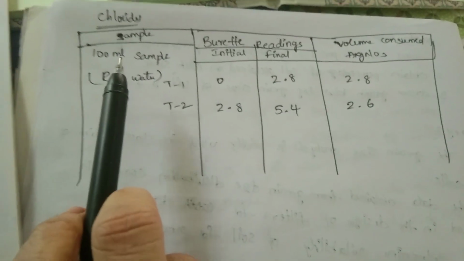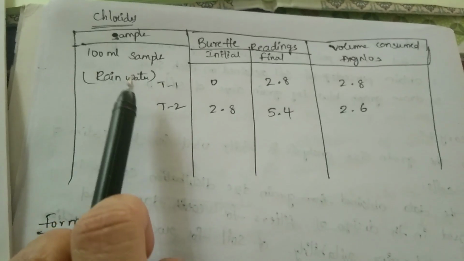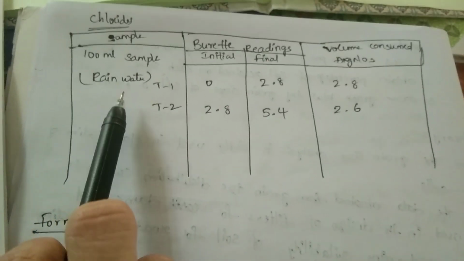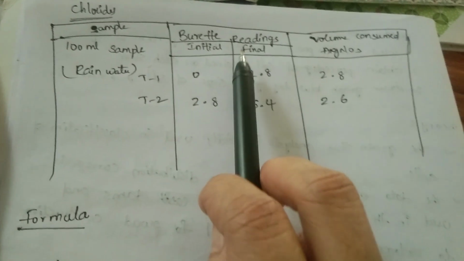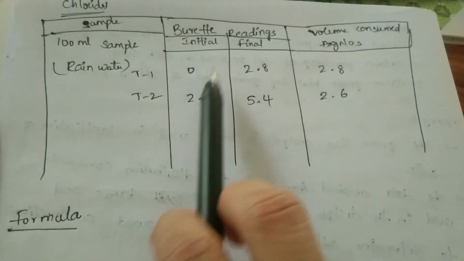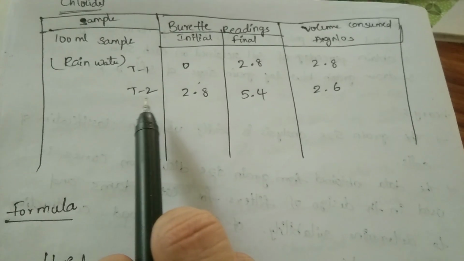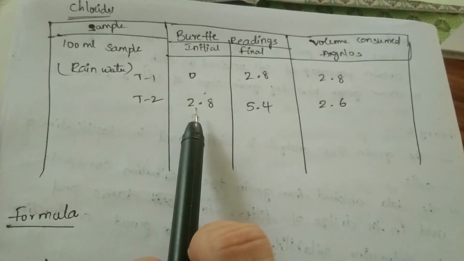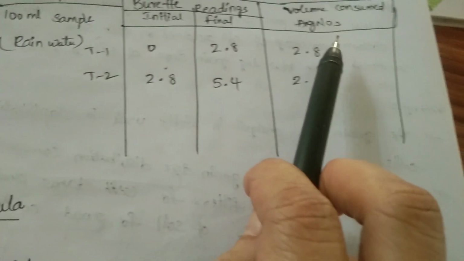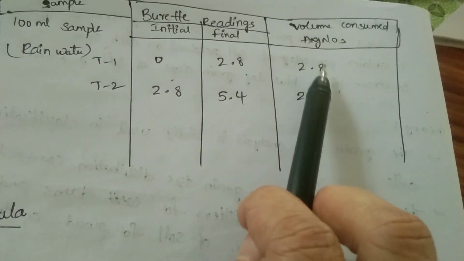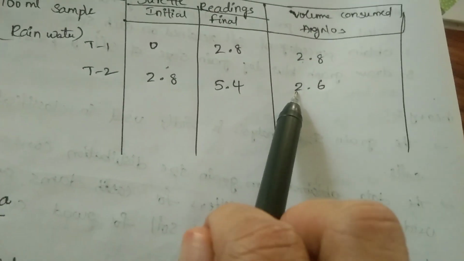So here take the observation table, draw the observation table and take the sample. Here I have taken the 100 ml sample, and the burette readings are initial reading 0, final reading 2.8. I will do two trials, trial 2 is 2.8 and 5.4. The final volume of the AgNO3 consumed here is 2.8, and next here it is 2.6.